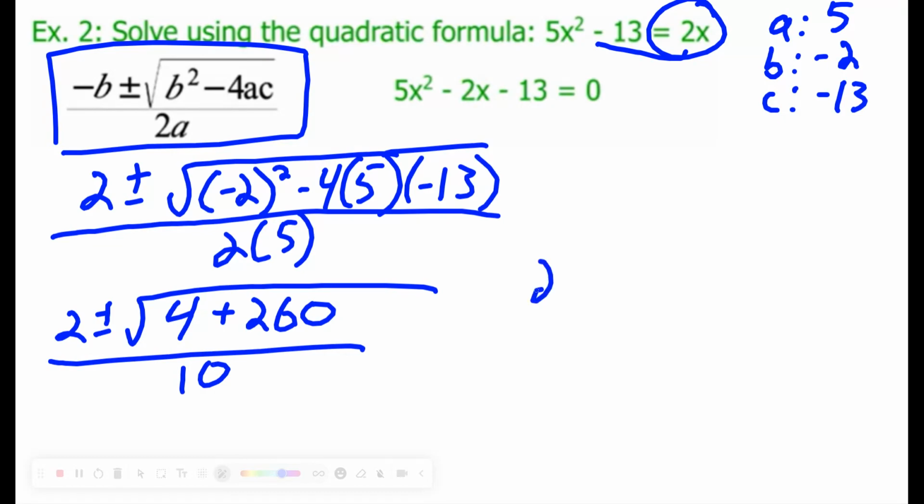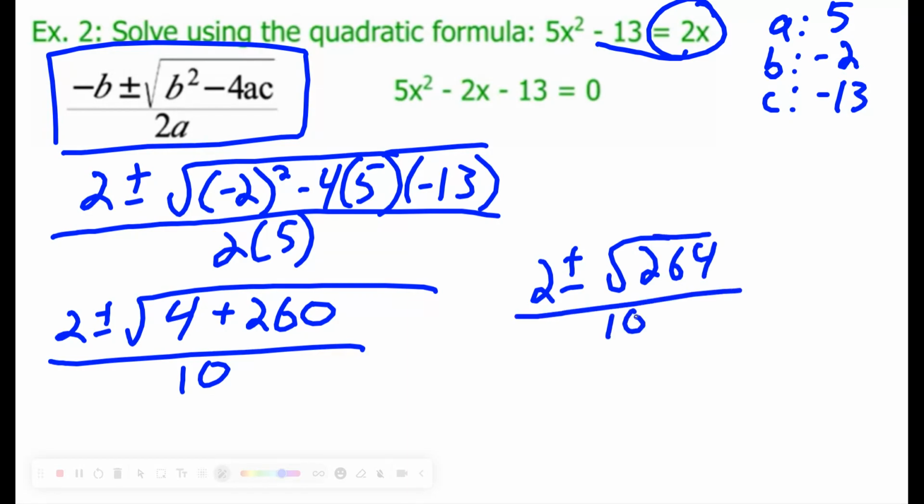So we've got 2 plus or minus the square root of 264 over 10. Remember, if we're going to simplify with our radicals, we've got to think back to how we did that earlier in the year. We're going to need to simplify that if we can. 264. All right, well, I know that 264 is divisible by 4.